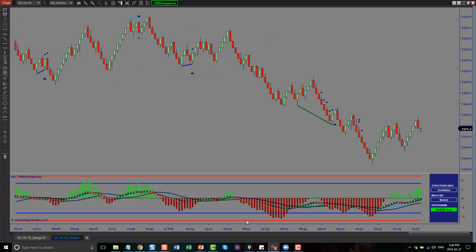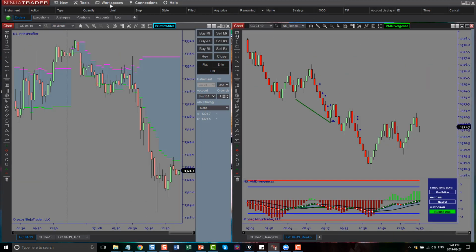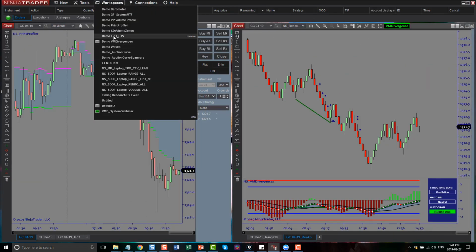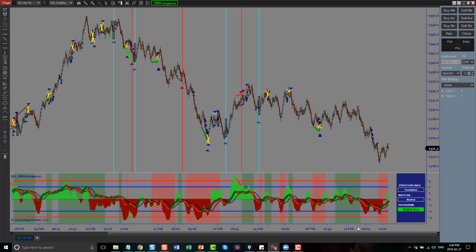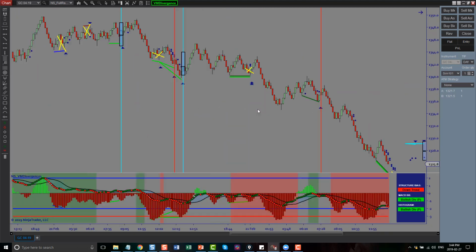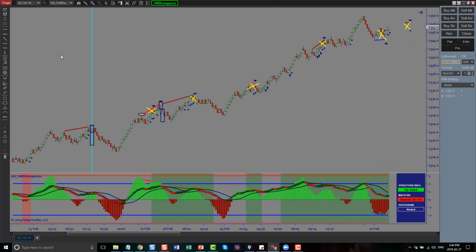Traders talking to traders, helping traders. That's the way we see it. So let's go back here and I'm going to go to the other workspace and just see if I can add, so I don't have to go back and redraw them all. Let's just go back here.